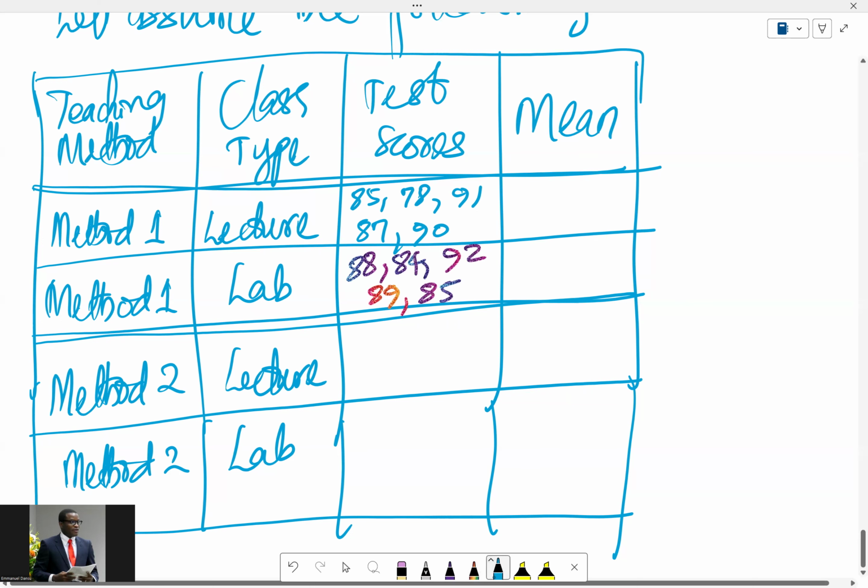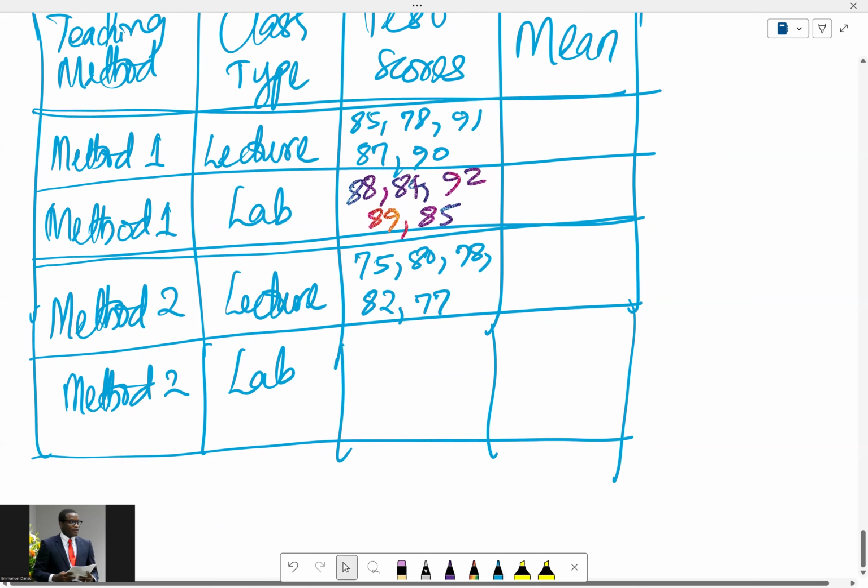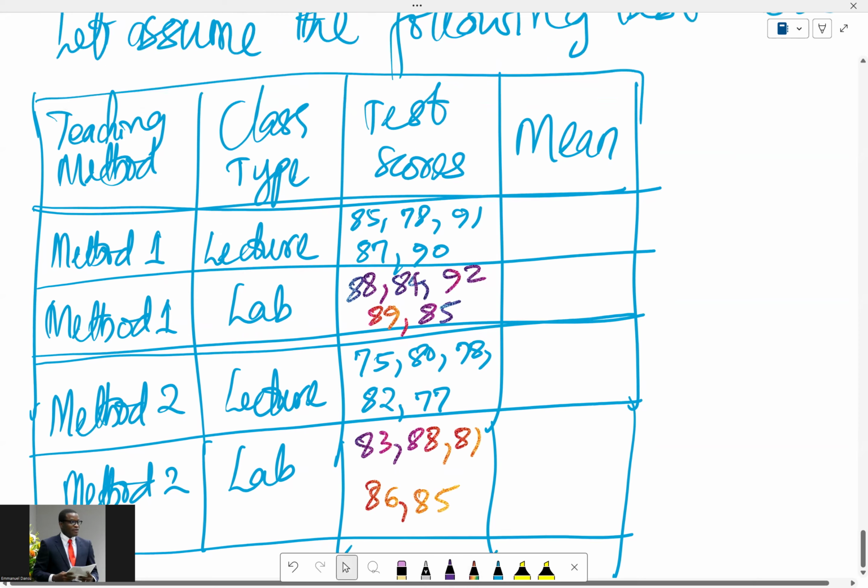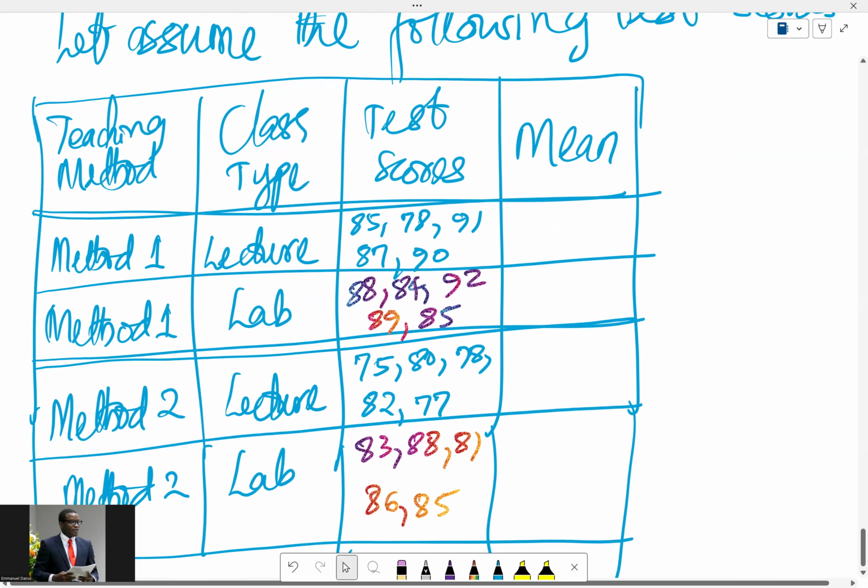Method two in the lecture format has test scores of 75, 80, 78, 82, and 77. And lastly, for method two in the lab setting, the scores are 83, 88, 81, 86, and 85. Like we said, we need the mean for each of these groups. For each combination, we actually have 5 test scores.